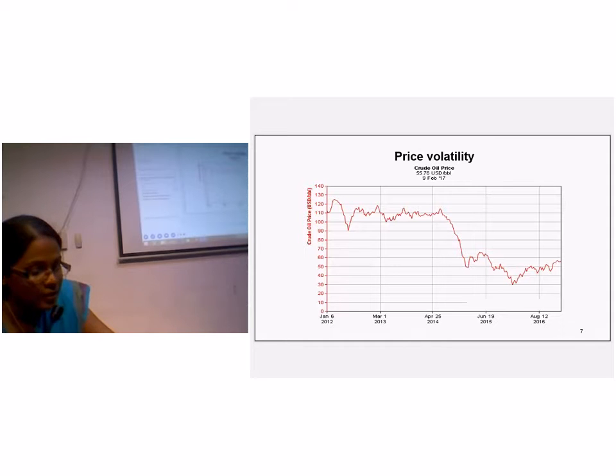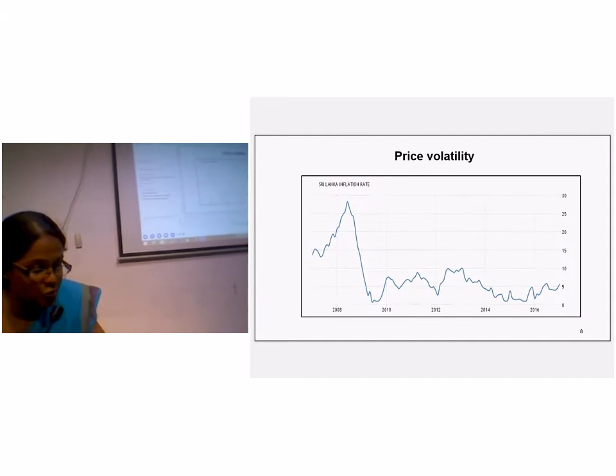If we are talking about hedging, hope you can remember the incident, the hedging contract, where we had an issue with hedging. That is also related to this oil. So this graph is showing the oil prices and how they have fluctuated, and the next graph is showing our inflation rate.